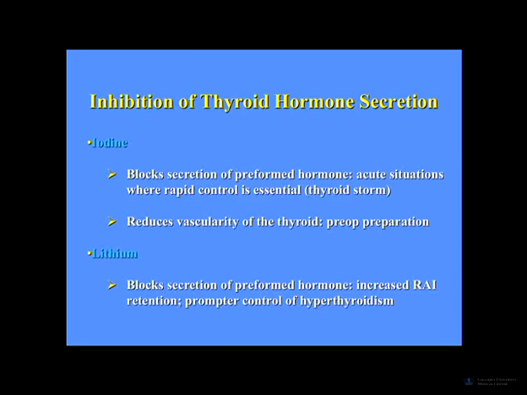The use of iodine in treatment: it blocks secretion of the preformed hormone, and it's very useful in acute situations where rapid control is essential, such as severe case of hyperthyroidism, thyroid storm. You use the iodine in conjunction with the thioureas, typically propylthiouracil.